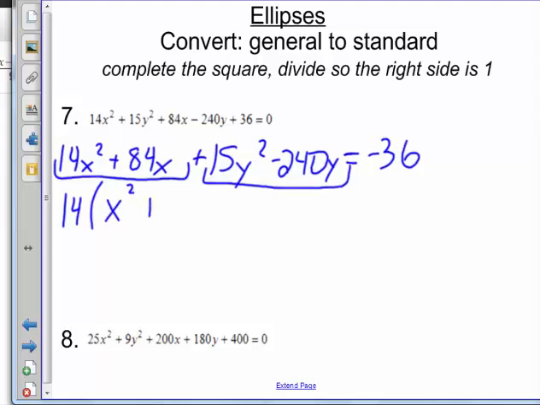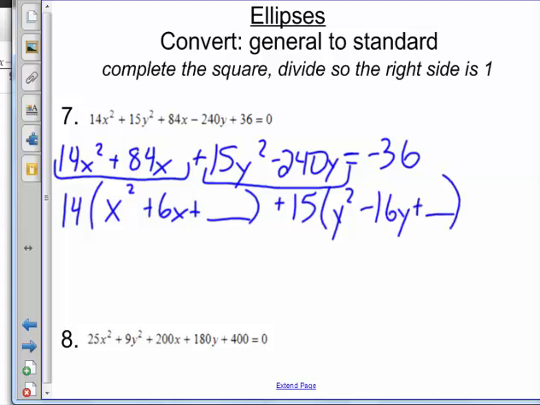So we have plus 6x, and we're going to insert the blank there. And then from the y's, we're going to do the same thing. So we have to take that 15 away from it. We can't have that there. So we're going to factor it out. We're left with y squared, and then minus 240 divided by 15, what's that going to do? Negative 16y plus blank. And when we add blanks to the left side, we've got to add blanks to the right side.